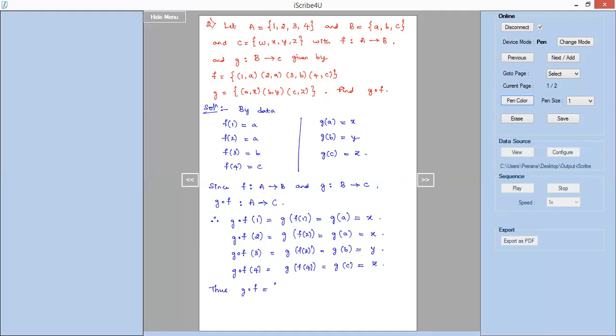G composition F will be in form of ordered pairs we are trying to write down. So G composition F of 1 is X. So this can be written as 1 comma X. Similarly, G composition F of 2 is also X now. So we can write down the second ordered pair as 2 comma X, 3 comma Y, and lastly 4 comma Z. So this is the answer for G composition F, given F and G as the functions and given the sets A, B, C for us.